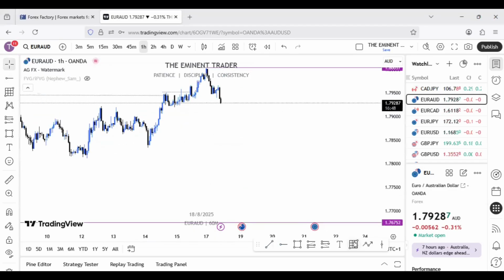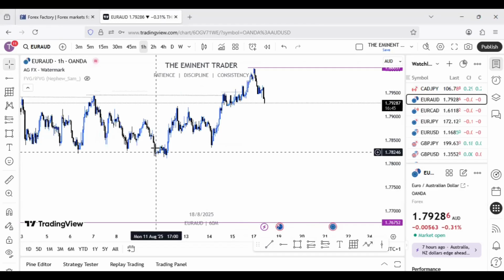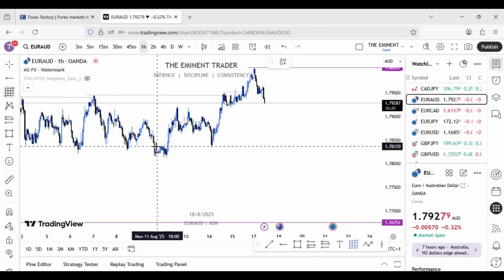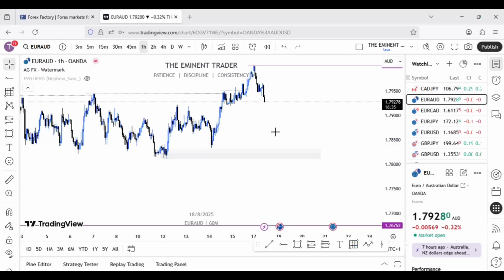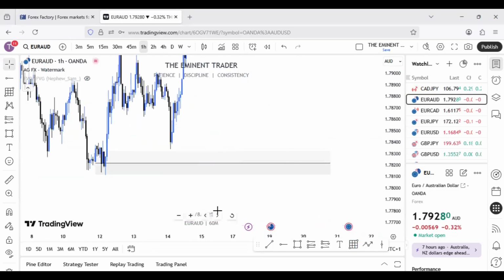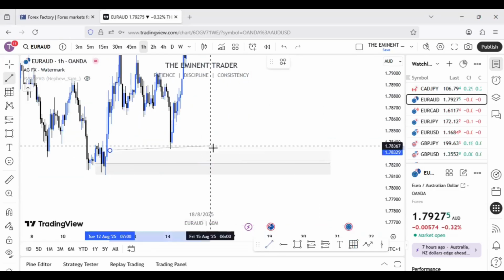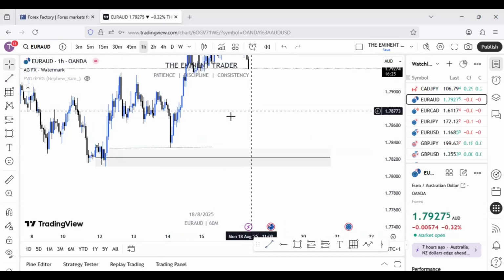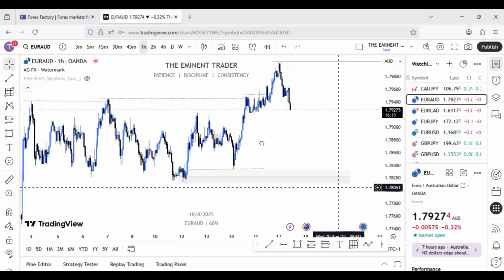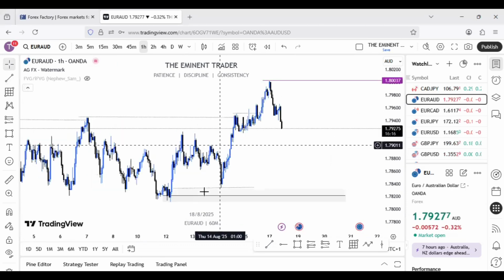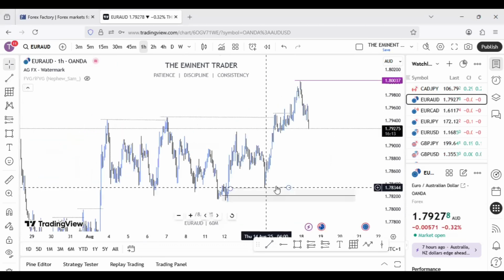So where are the other blocks or points of interest? This is one. Is it unmitigated? Yes, it is. So you zoom in to see it is unmitigated. So this is an inducement for it. So you first of all mark it out on your 1 hour. So this is where the market will be attracted to. So on the 1 hour now, you know you are waiting for a buy around here.